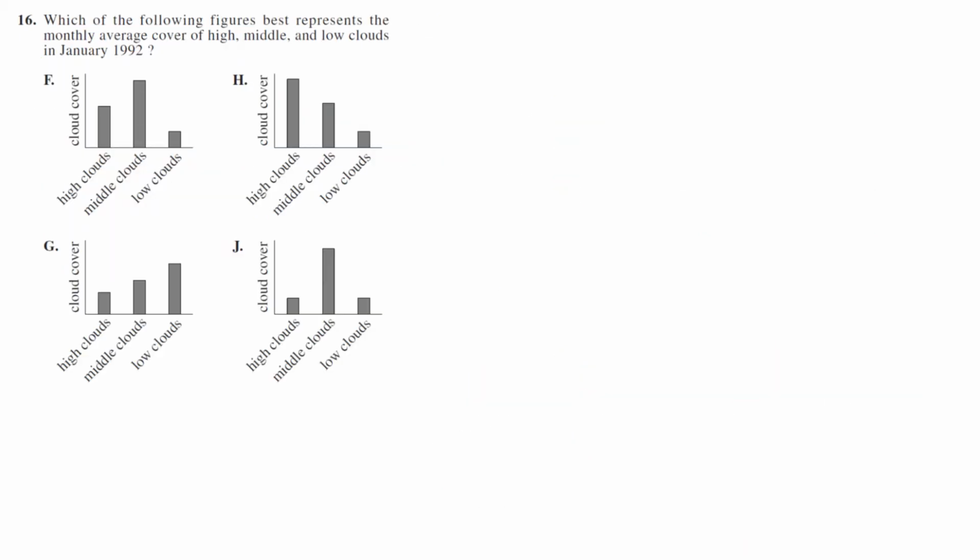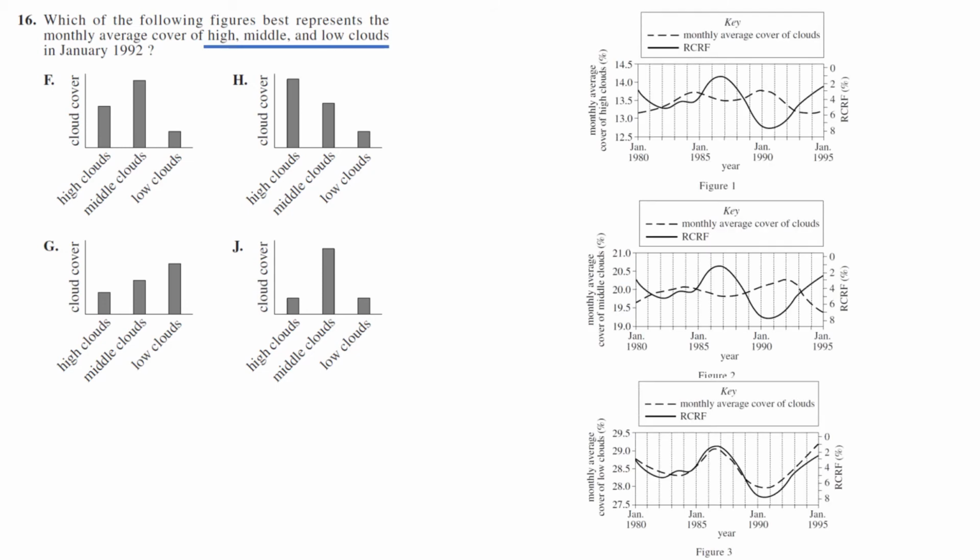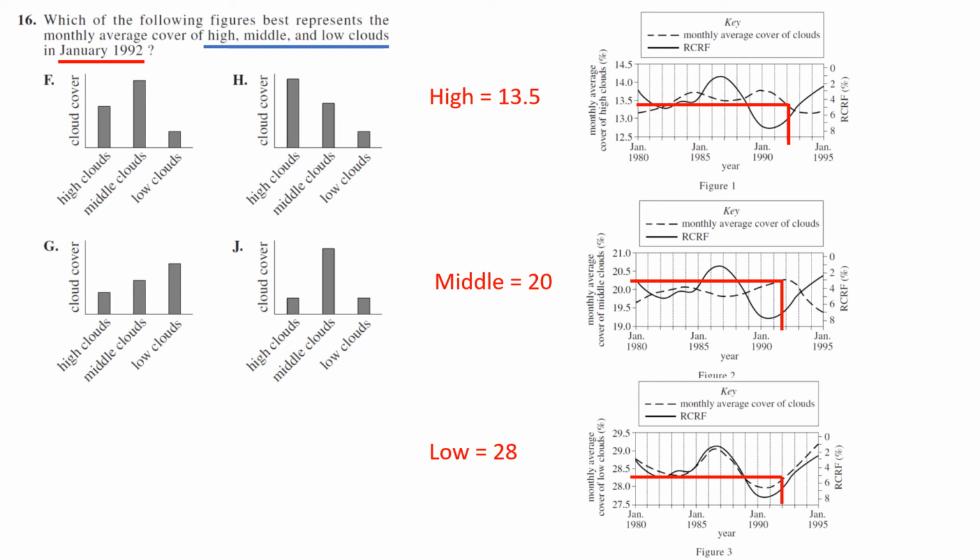Which of the following figures best represents the monthly average of high, middle, and low clouds? We're looking at each chart, high, middle, and low, for January 1992. So look at January 92 in each of the charts. And so then let's see the monthly average for each one. For high, it's 13.5. Middle, it's about 20. And low, it's 28. So the lowest one should be high clouds, which we see in choice G. And we also see it in J, but then we have middle clouds and low. So high, middle, low is the order it should go in, so G.